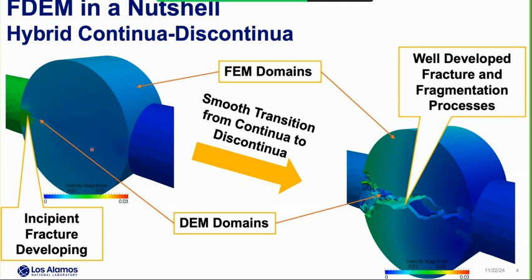Basically, this is the simulation of a split Hopkinson pressure bar test. I don't know how many of you are familiar with this experiment. But basically, in this case, we put a rock sample under some dynamic loading and generate some fracture in the rock. This is an indirect way to measure the tensile strength.